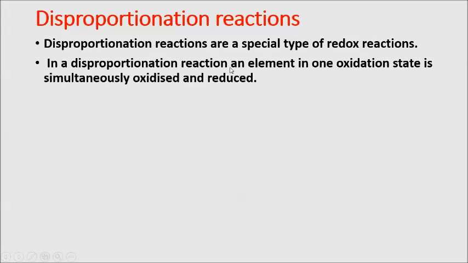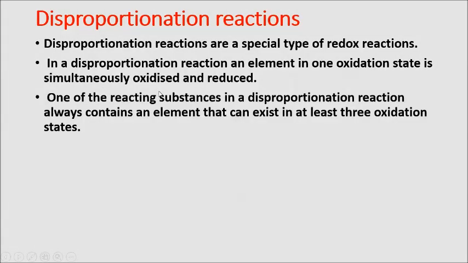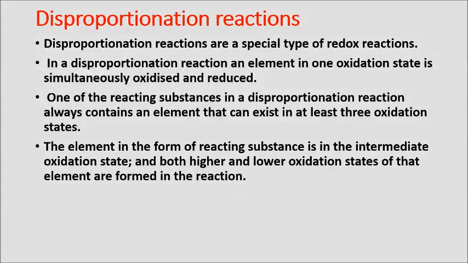In this type of redox reaction, an element in one oxidation state is simultaneously oxidized and reduced. But one more condition is there: one of the reacting substances always contains an element that can exist in at least three oxidation states. The element will have three oxidation states in the single reaction. The element in the reacting substance is in the intermediate oxidation state. That is, both higher and lower oxidation states of that element are formed in the reaction.